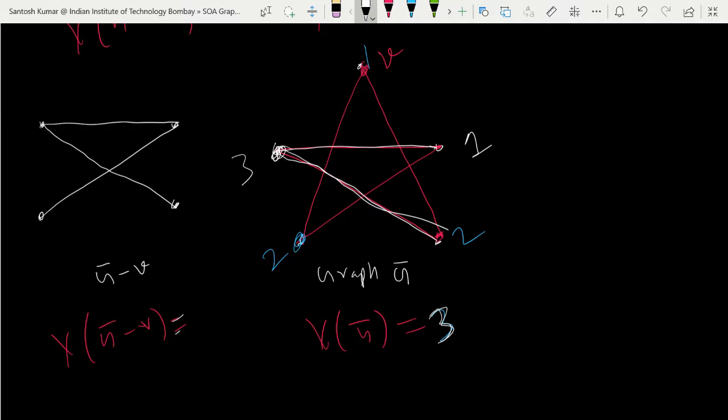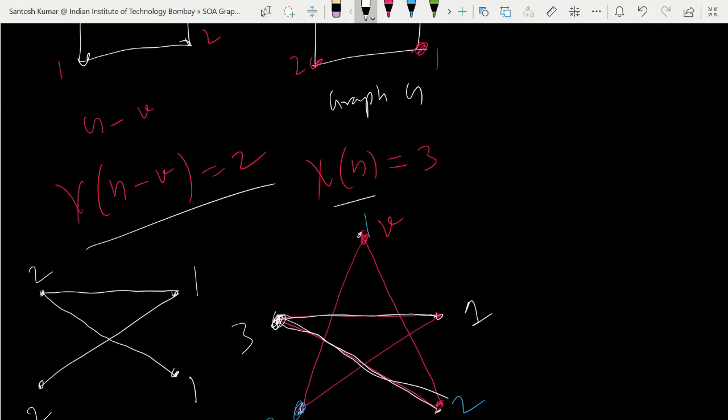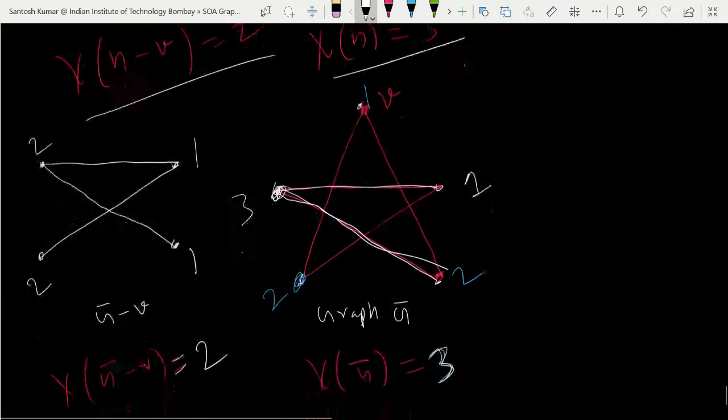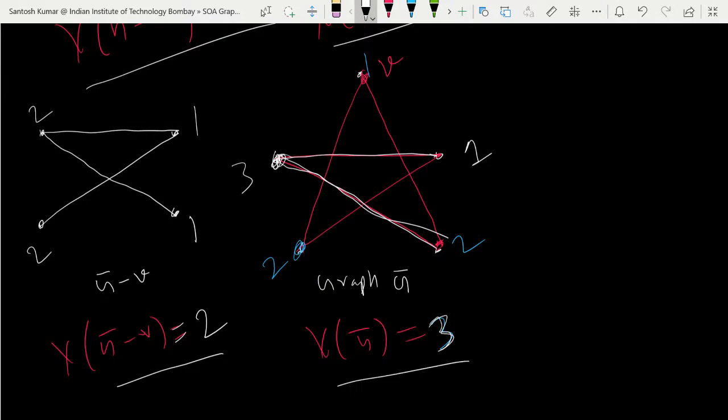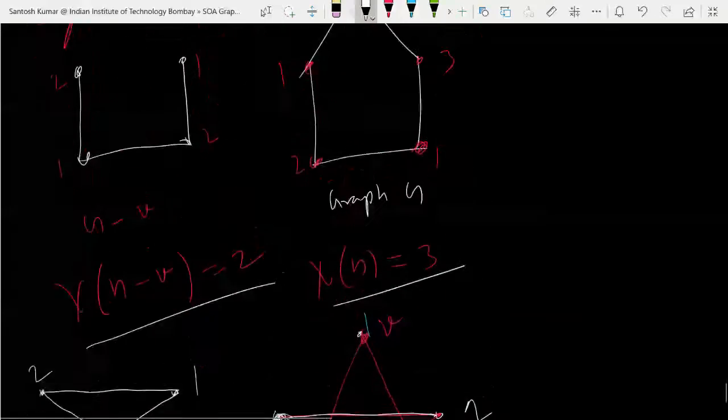Now the chromatic number of G complement minus V. 2. 1, 2, 1, 2. Fine. Okay, so 2. So what do you notice here? This is less than this, and this is again less than this. So this is a fine example. You have to think over it. Okay, so you got the correct example.